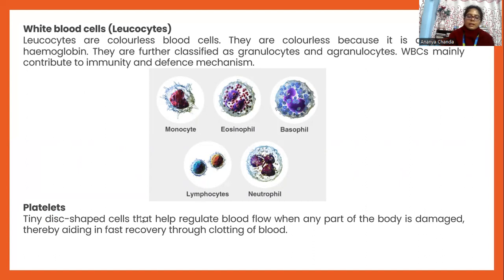Then come the platelets. Platelets are tiny disc-shaped cells that help in the regulation of blood flow. Whenever there is any damage in our tissue or any body part, these platelets help prevent blood loss by providing a mesh-like structure over that injured region.